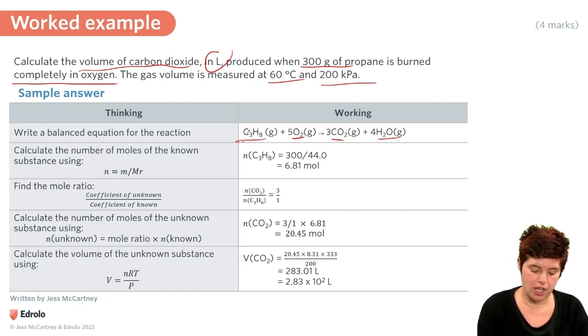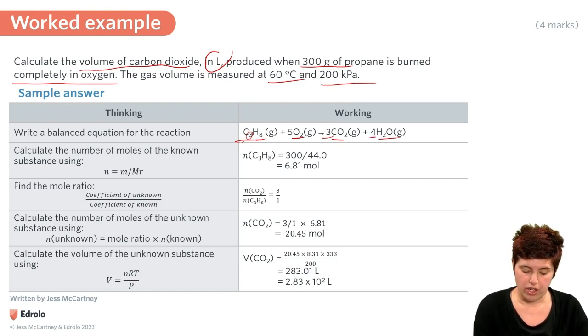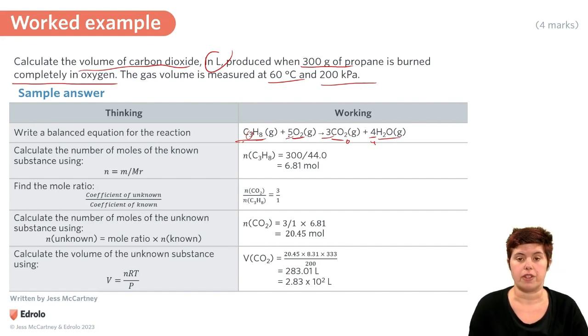So we have 3 carbons here, so we're going to put a 3 in front of the carbon dioxide. Hydrogens, we have 8. We have 2 on the water, so we're going to put a 4 in front to make the 8. Then we look at oxygens next, so 3 times 2 is 6, plus another 4 is 10, so we're going to put a 5 in front of that oxygen.